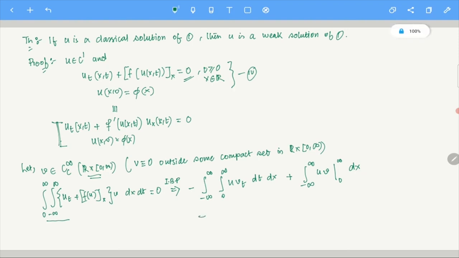Plus, let's look at the second term. Here also, for the second term, it is 0 to infinity, minus infinity to infinity. This derivative can be dropped onto v. So minus f of u times v_x, dx dt, if I do that. But there is a boundary term here again. The boundary term here will be f of u times v, between minus infinity and infinity, and dt. That is equal to 0. Clear? This is just integration by parts in one dimension. I'm not doing anything. So, one by one. First of all, this expression, and then this expression.